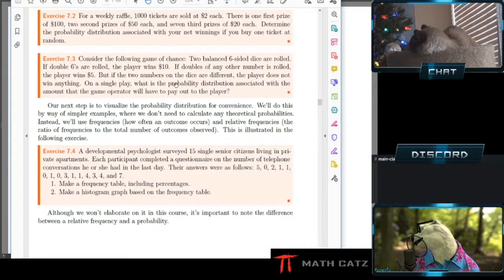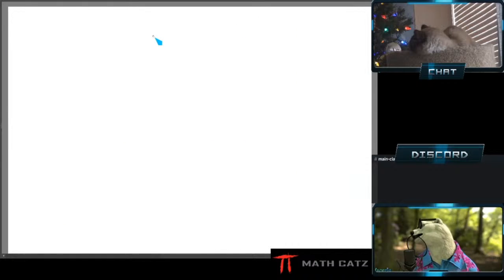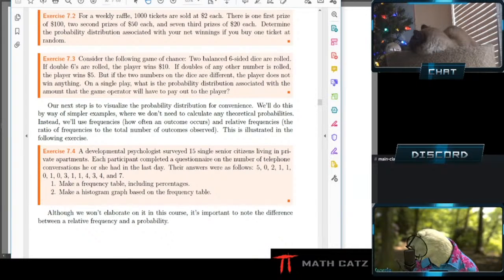Now I've changed the wording here a little bit because it's just sort of getting us to discuss it. We essentially want to do everything for this question. Exercise 7.3.